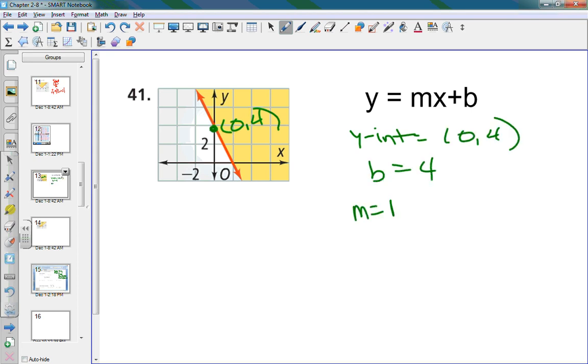Now I need to find my slope, which is going to be rise over run. And in order for me to do that, I need to find yet another point. Well, I'm going to find now the x-intercept because it crosses in a nice little place there too. And I'm going to start from which point? The bottom or the top?